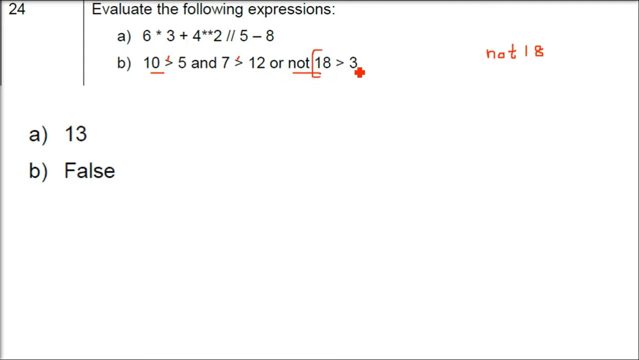So 18 is greater than 3. So tell me, 18 is greater than 3 or not? 18 is greater than 3. So it will be true. So 10 is greater than 5? Yes, 10 is greater than 5, so it will give you true. And 7 is greater than 12? No. False. Or now 18 is greater than 3? Yes. True. But it has a preceding not. So true with not will make it false. Not means it will invert true to false, false to true. So now true will become false.